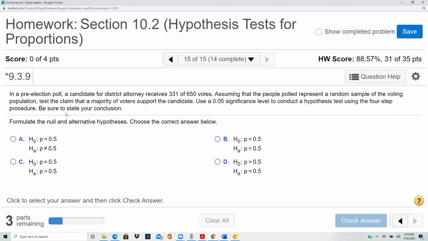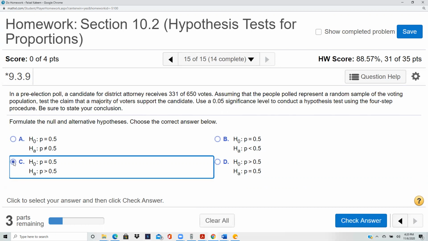In the pre-election poll, candidate receives 331 out of 650 votes, assuming people polled represent a random sample of the voting population. Test the claim that a majority of voters support the candidate. So majority means that the percentage is greater than 0.5 or 50%. So you are looking for an alternative where it's greater than 0.5. Remember, null is always equals. So 0.5 is 50%.